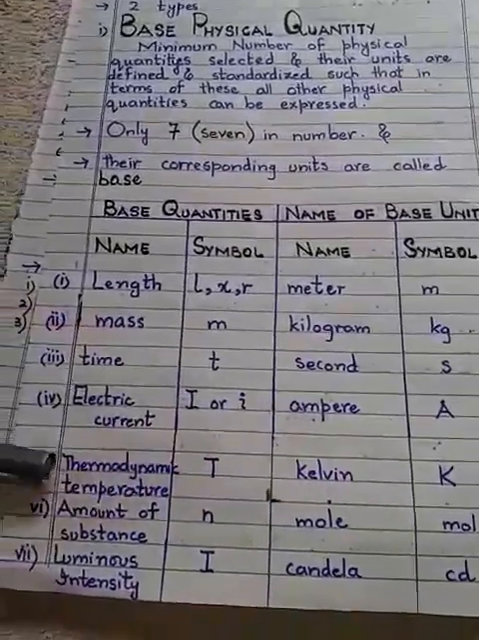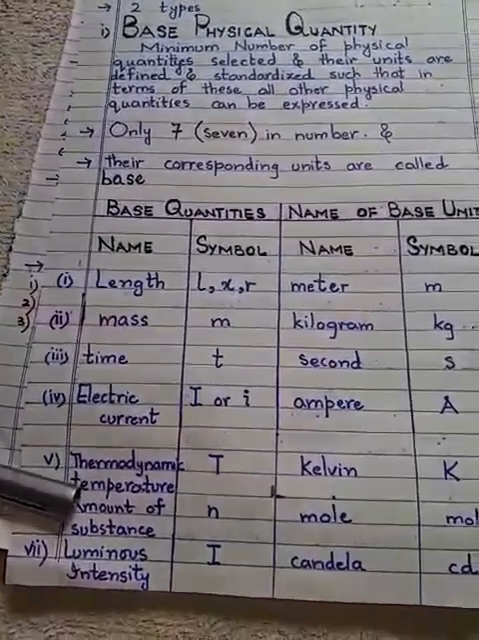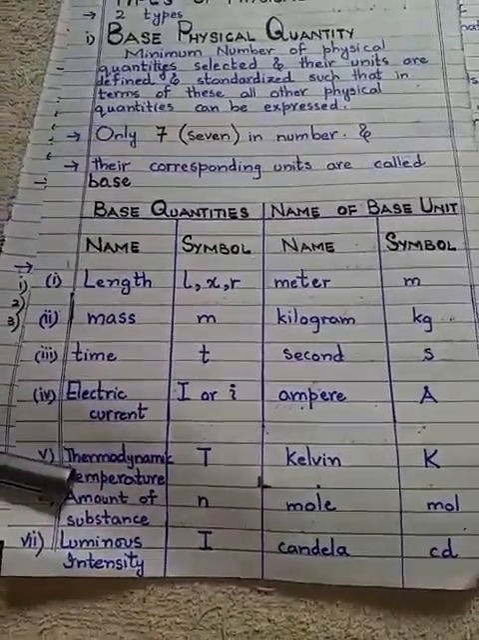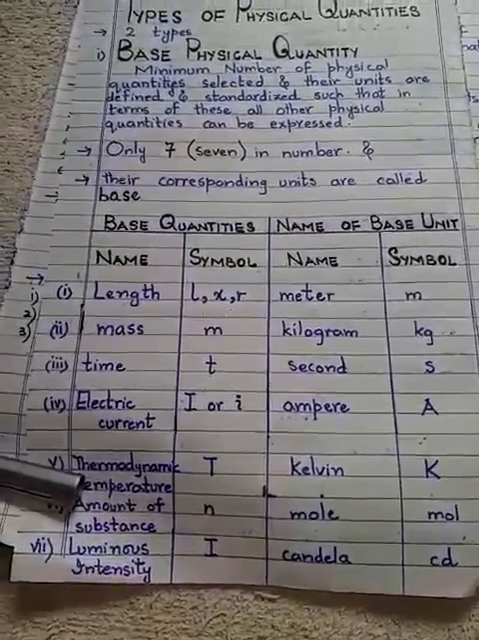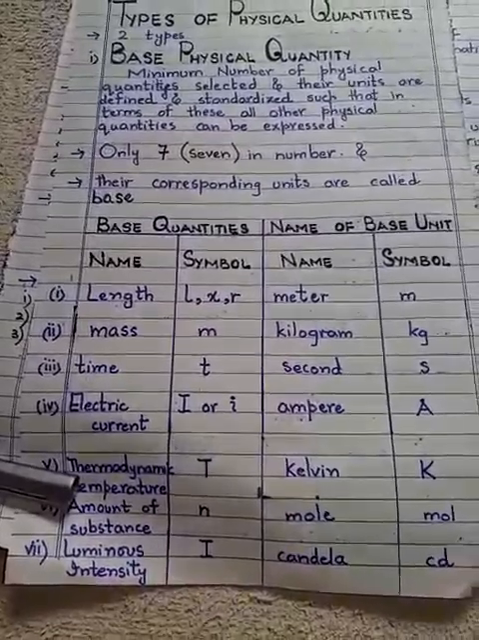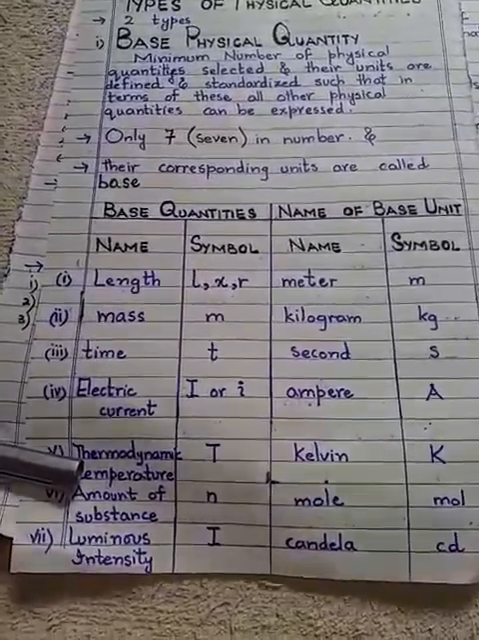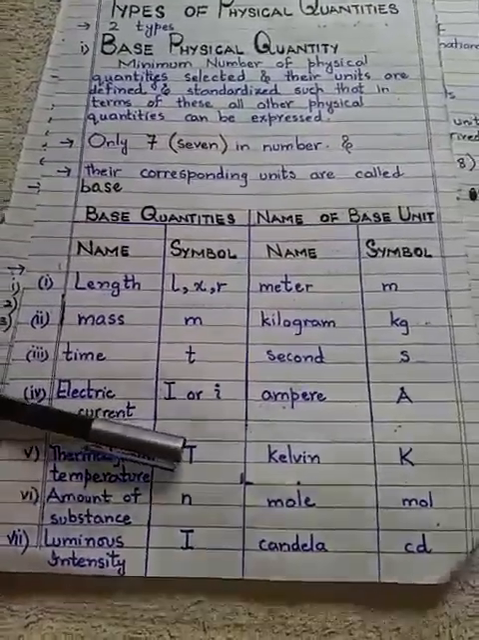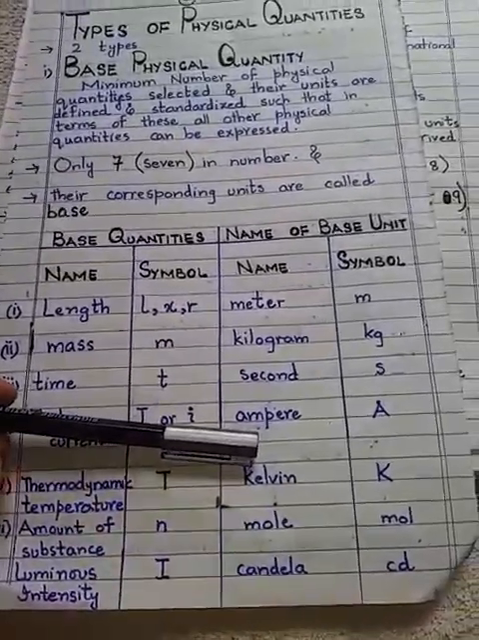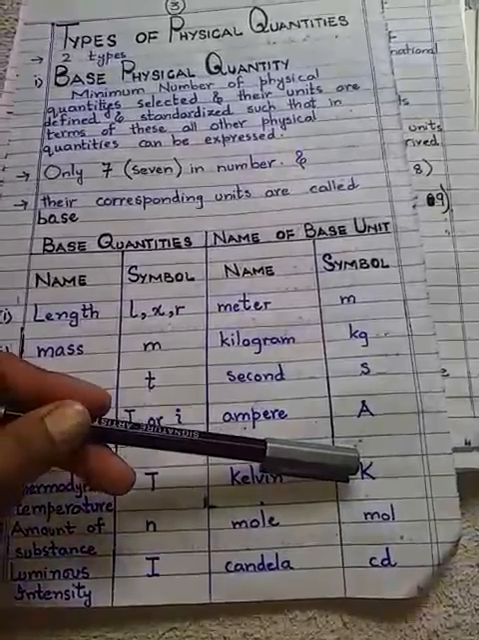The next one is thermodynamic temperature. Temperature means the hotness or coldness of an object. The degree of hotness or coldness of an object is known as temperature. The symbol of temperature is capital T. The SI unit is Kelvin, and the symbol of Kelvin is capital K.